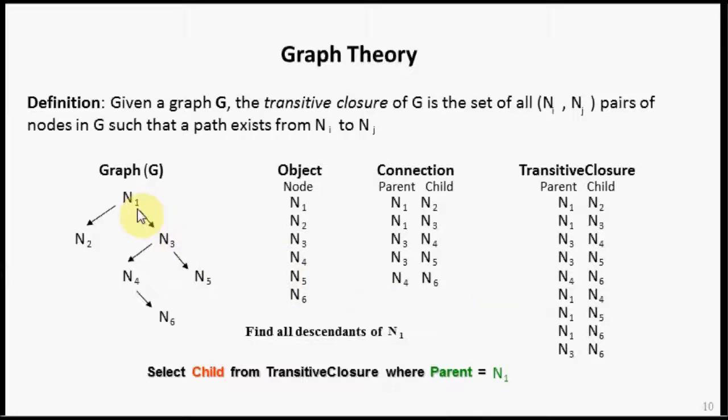So if we want to know all of the descendants of n1, what we can do is write a select statement as follows. Select child from transitive closure where parent equals n1. Now let's play computer a second here and let's execute this query.